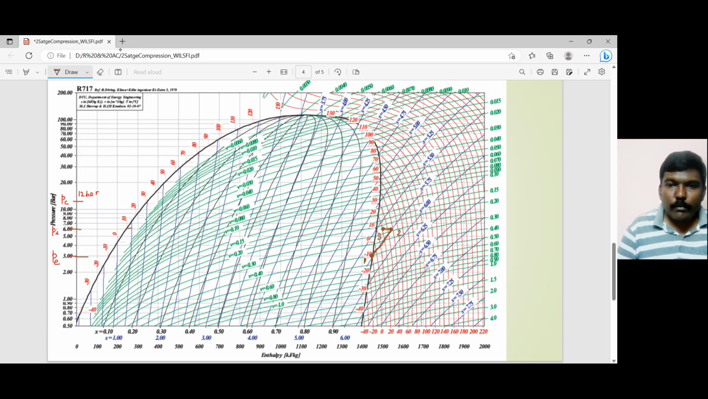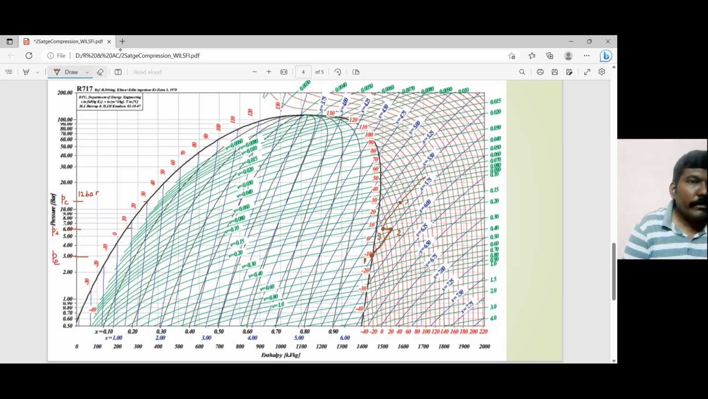Now I have to once again take the constant entropy line till I reach the 12 bar. So in my case, this is my 12 bar over here. So let's say it's at this particular point. So this is my point.